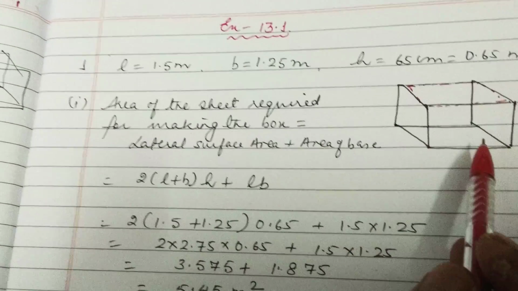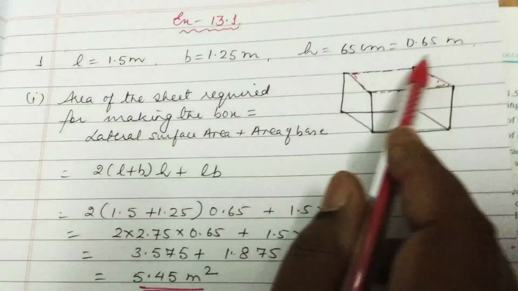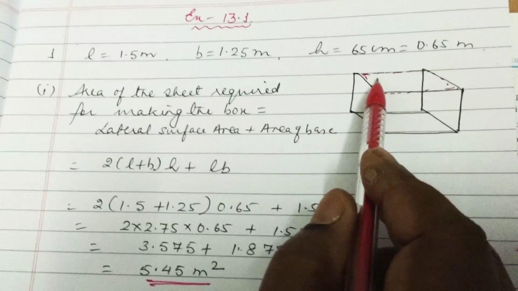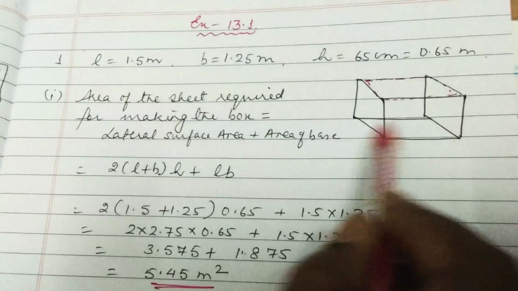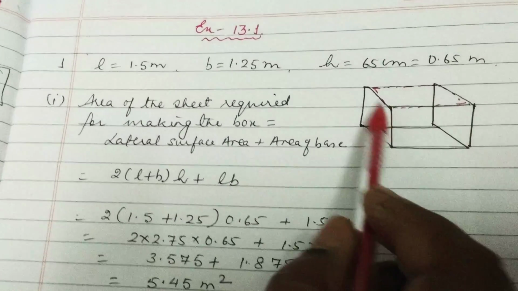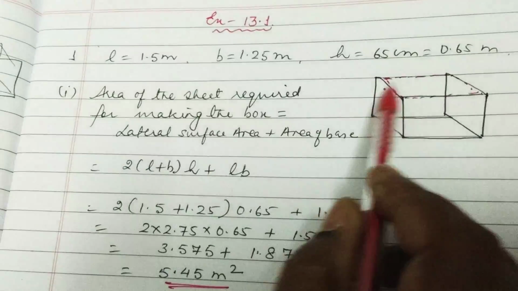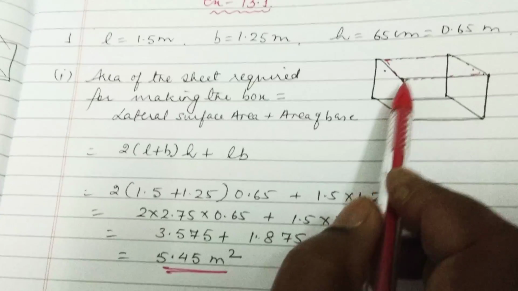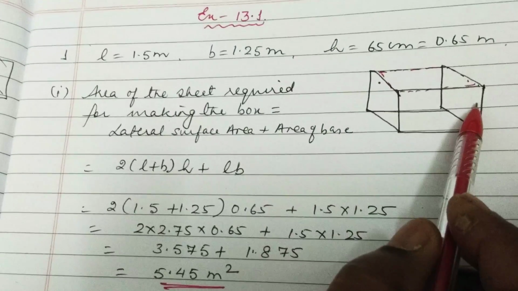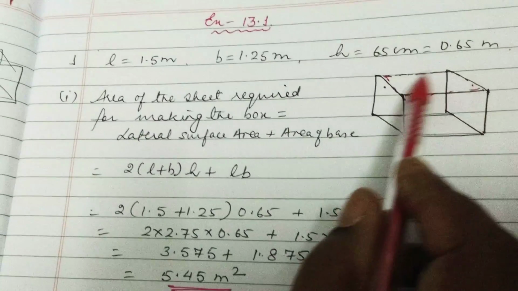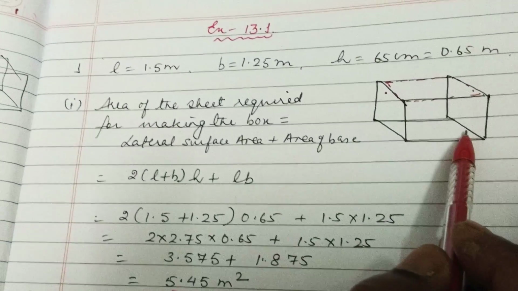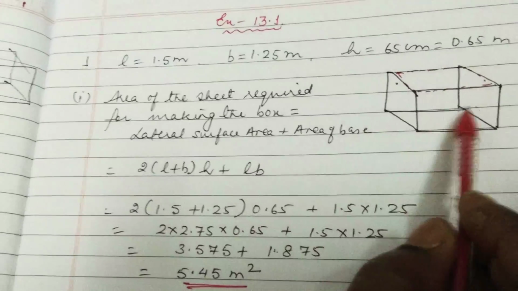So to make this box, what do we need? We need the area of four walls, isn't it? And area of this base. Why? Because the top part of the box is open, so we will not take this part into consideration. So the area of the sheet required to make this box will be equal to the area of the four walls, that is the lateral surface area, plus the area of this base.